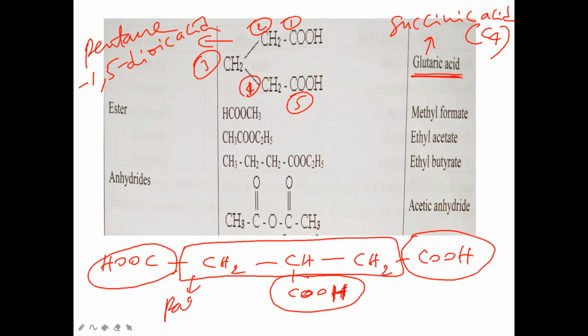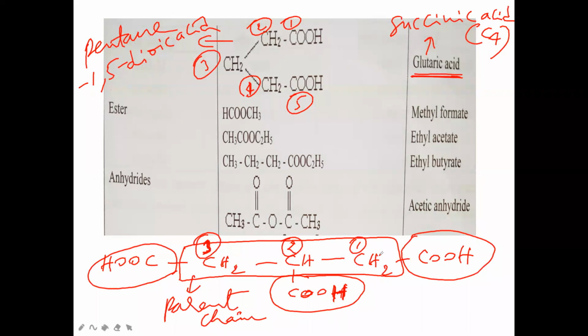In the parent chain, how many carbon atoms are there? Only 3 carbons. 3 carbon atoms with single bonds between them indicate propane. So propane is the first parent name. Then numbering we have to give to the parent chain carbons: 1, 2, 3. If you give numbering left to right, the same will come.